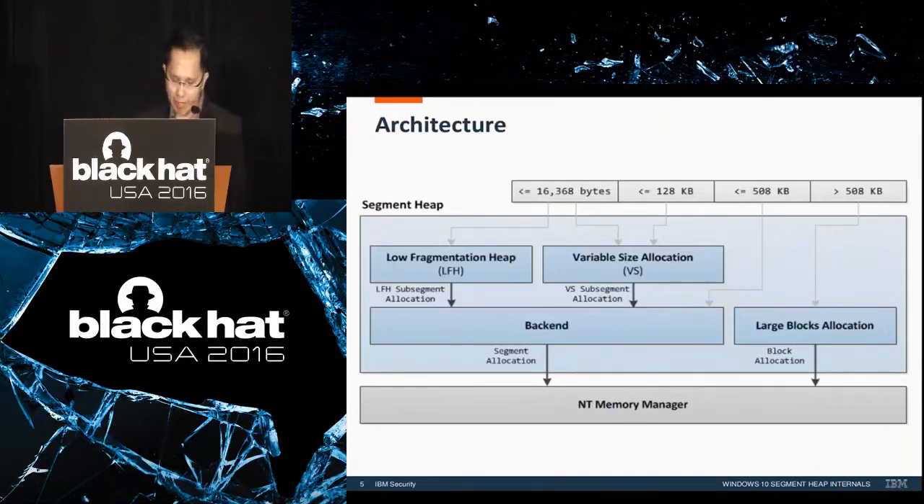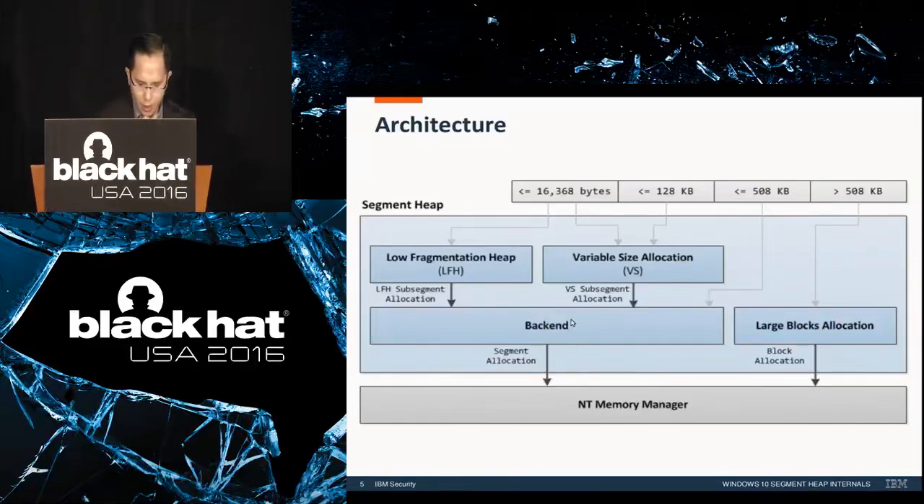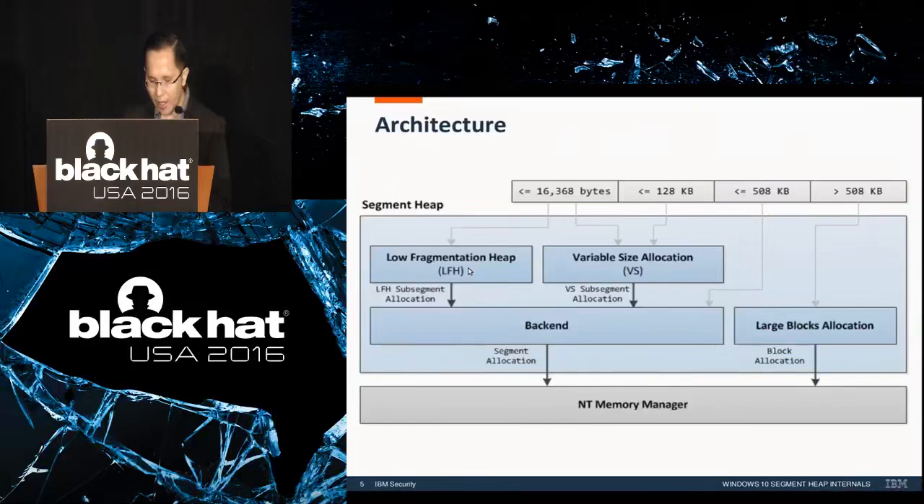Here's the architecture of the segment heap. It consists of 4 components. The backend part here uses the NT Memory Manager APIs for creating and managing the segments where backend blocks are allocated from. And on the top of that is the low fragmentation heap, or LFH. It is similar in purpose to the LFH in the older heap implementation, but as you'll see later, the data structures used are different. The LFH depends on the backend for creating the LFH subsegments where the LFH blocks are allocated from. Another component on the top of the backend is the variable size allocation component, or VS.